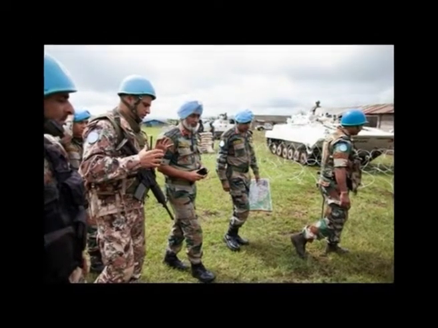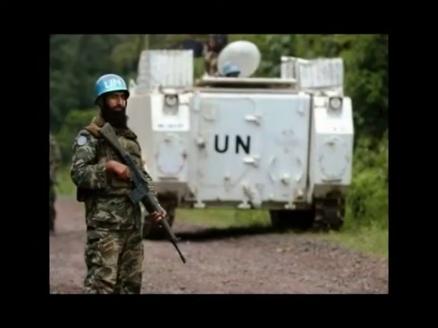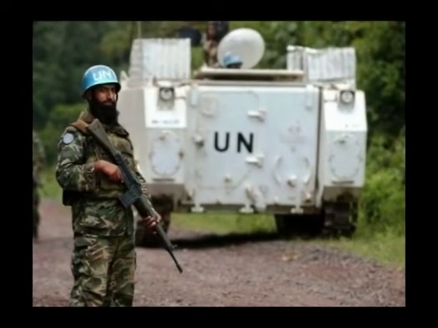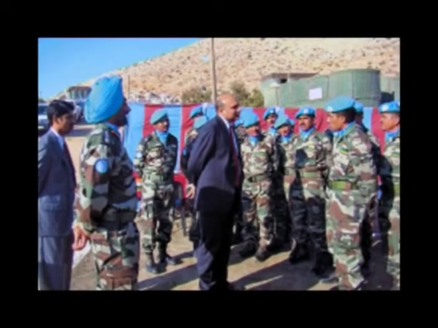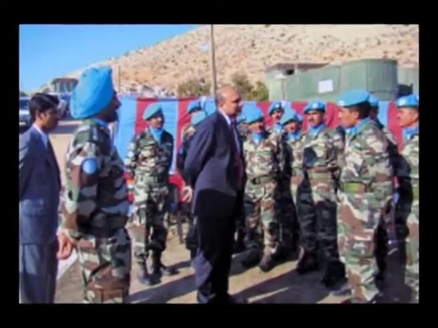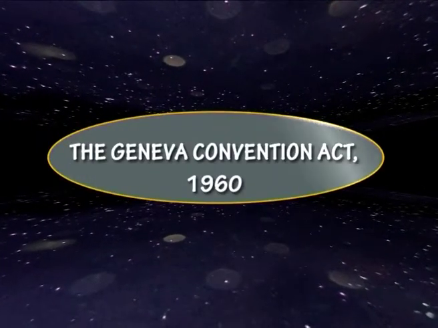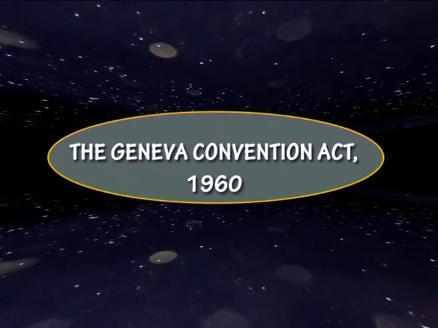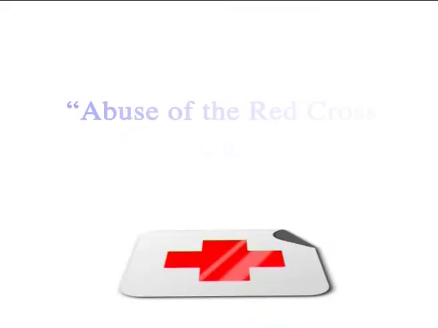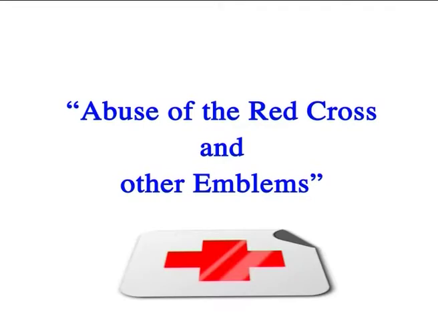The various engagements across India's borders, as well as those under the aegis of the United Nations, in which India's peacekeeping forces participated, have largely demonstrated this compliance. The Indian Parliament enacted a legislation entitled the Geneva Conventions Act 1960 for implementing certain provisions of the Geneva Conventions of 1949 and incorporated therein a separate chapter on abuse of Red Cross and other emblems, with a view to prohibiting and punishing abuses of the emblems.